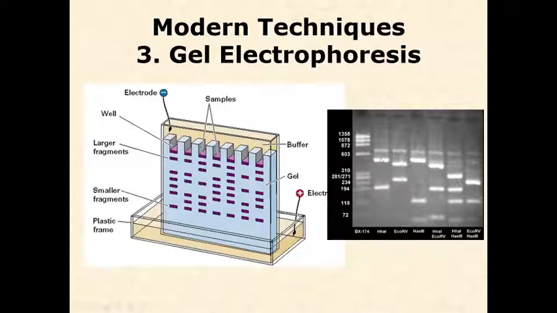Small molecules migrate very quickly through the gel because they're little and can kind of worm their way through the matrix of the gel much more efficiently. Longer pieces of DNA take longer. So by applying an electrical current to a sample loaded onto a gel, we can separate it based on size. Okay, that is gel electrophoresis.